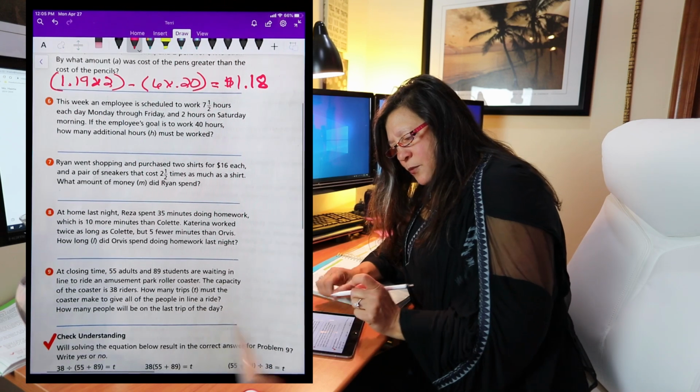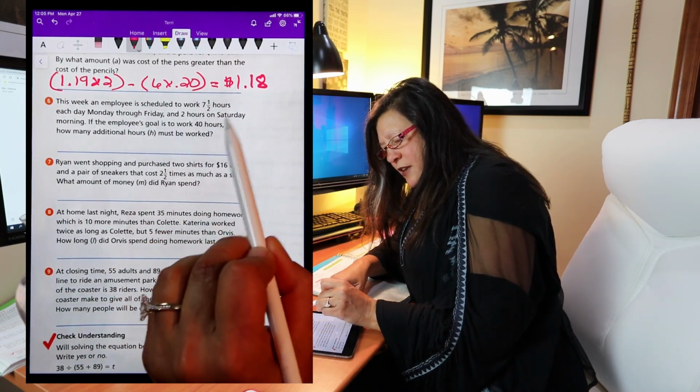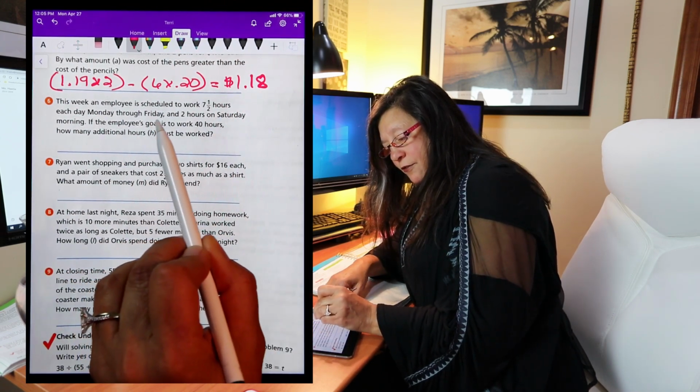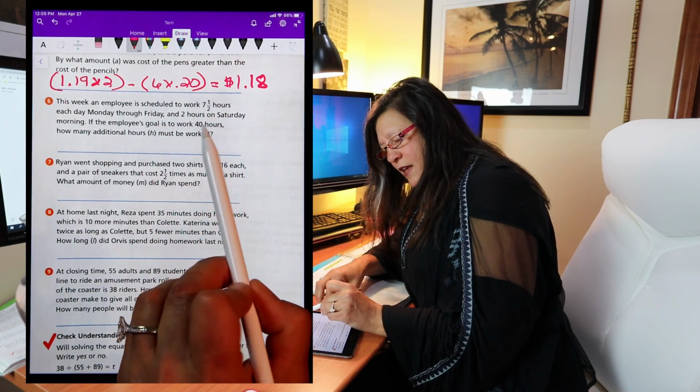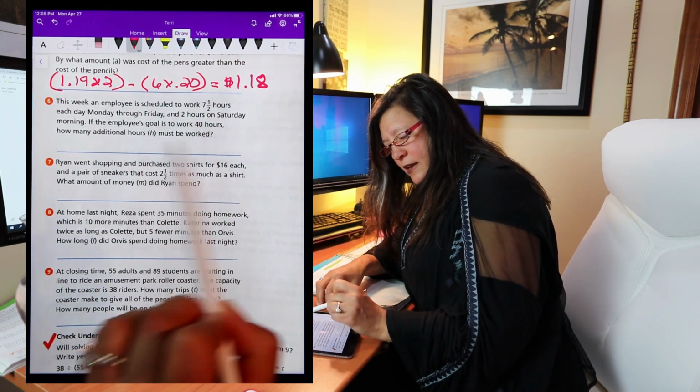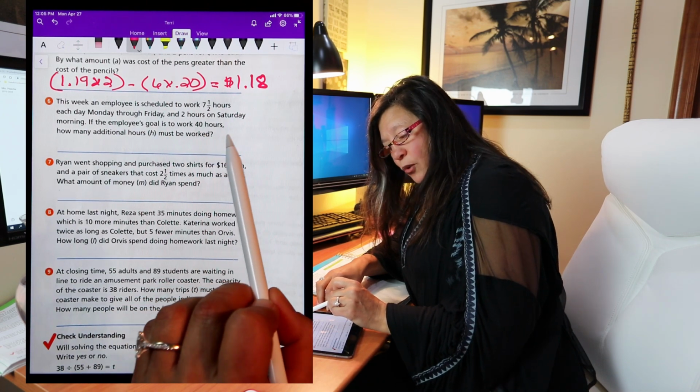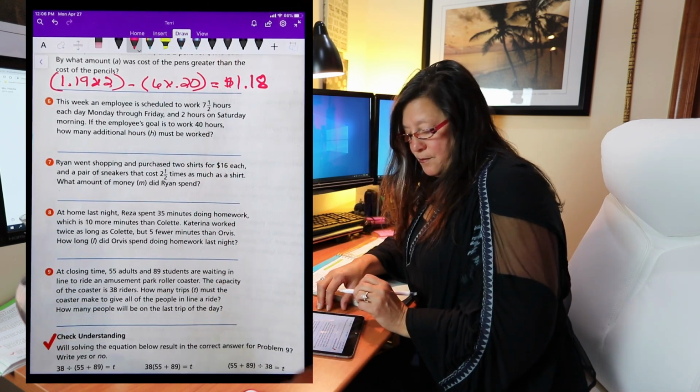Number 6, this week an employee is scheduled to work 7.5 hours each day, Monday through Friday. Again, that's 5 days. 2 hours on Saturday morning. If the employee's goal is to work 40 hours, how many additional hours must be worked?